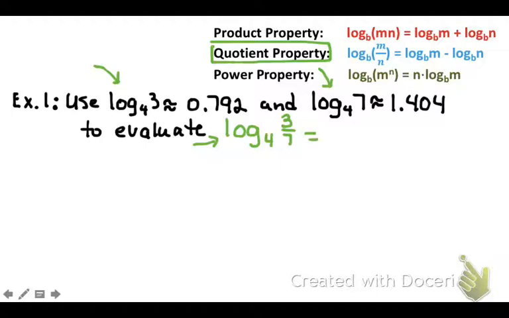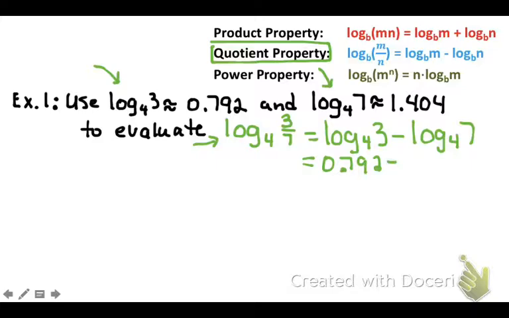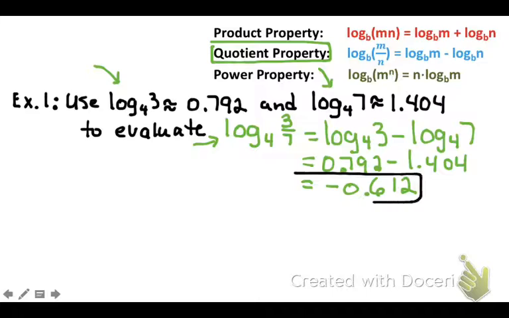So we're going to have log base 4 of 3, so we just took the numerator, minus log base 4 of 7, and I'm going to put in our value: 0.792 minus 1.404, and that's going to be equal to negative 0.612. So this is our answer.